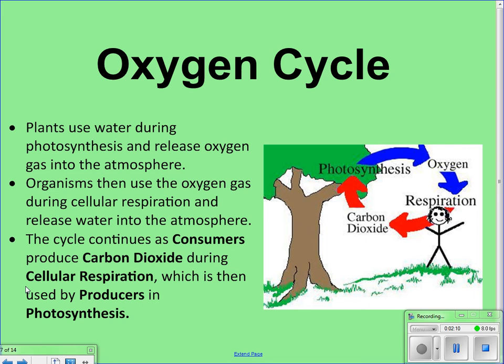Okay, the oxygen cycle is very similar to the carbon cycle. They're both linked in that plants will use water during photosynthesis, and plants release oxygen as a gas into the atmosphere. The oxygen is then used by humans and animals in cell respiration, and carbon dioxide is given off. The carbon dioxide is then used by producers in photosynthesis, and oxygen is given off. So the oxygen cycle and the carbon cycle are very closely linked together.